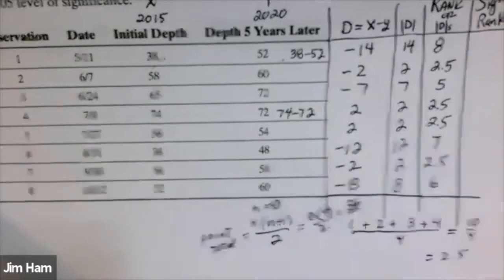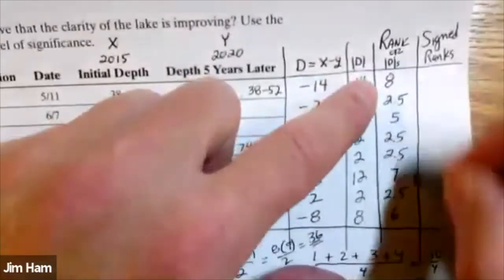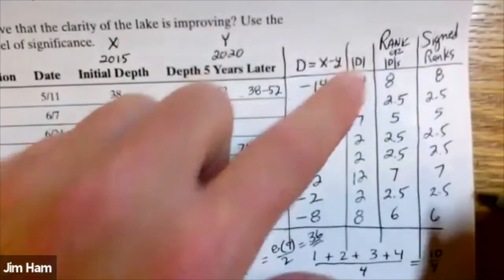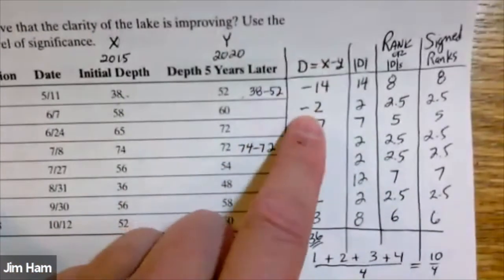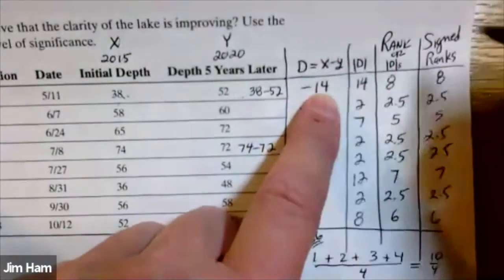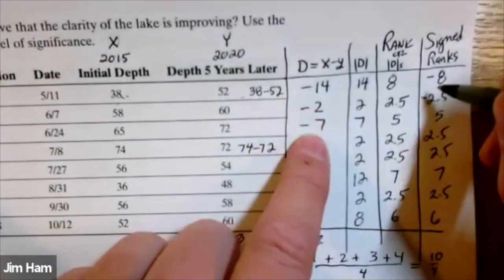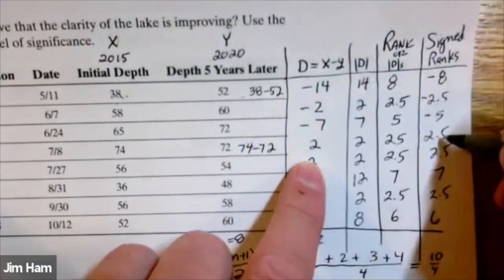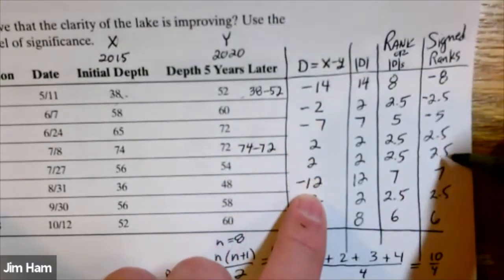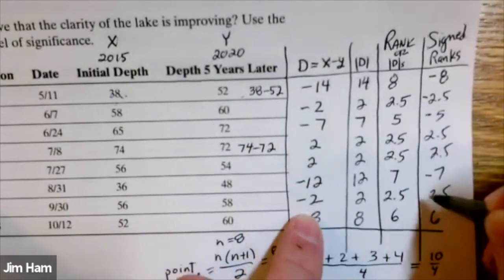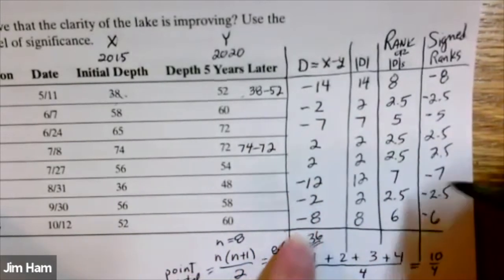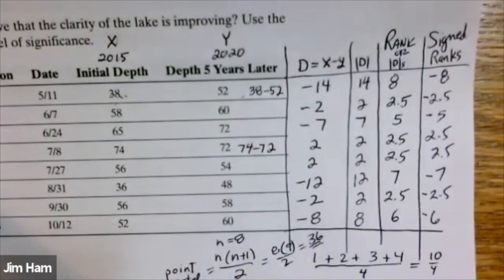All right, the last thing we're going to do is to assign ranks. So I'm just going to bring over these same numbers and then go inspect the difference. Every time we have a negative on the difference, we're going to throw a negative onto the rank. Negative, negative, negative, negative. That's a positive, so it stays positive. That one's positive. This one's negative. This one's negative, and this one's negative. So most of our differences are negative, and negative differences mean that the lake is getting clearer.